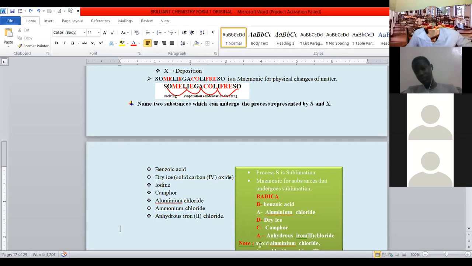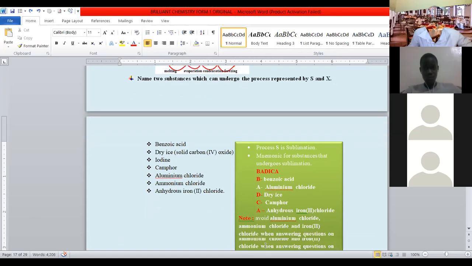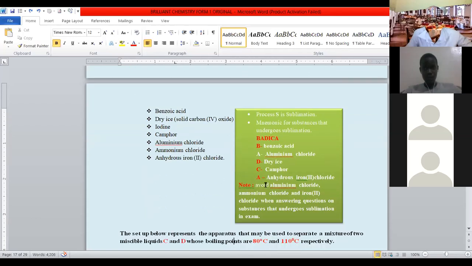Note, this is what you have to know as a student. Avoid aluminum chloride. You are now a form 4. So avoid aluminum chloride, ammonium chloride, and iron 2 chloride when answering questions on substances that undergo sublimation in the exam. Are we together? So in the exam, kindly talk about benzoic acid, dry ice, camphor, full stop.